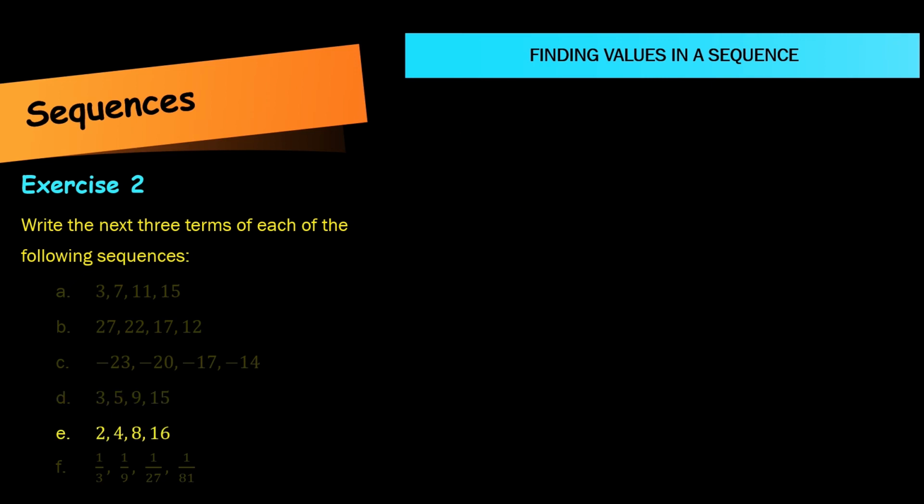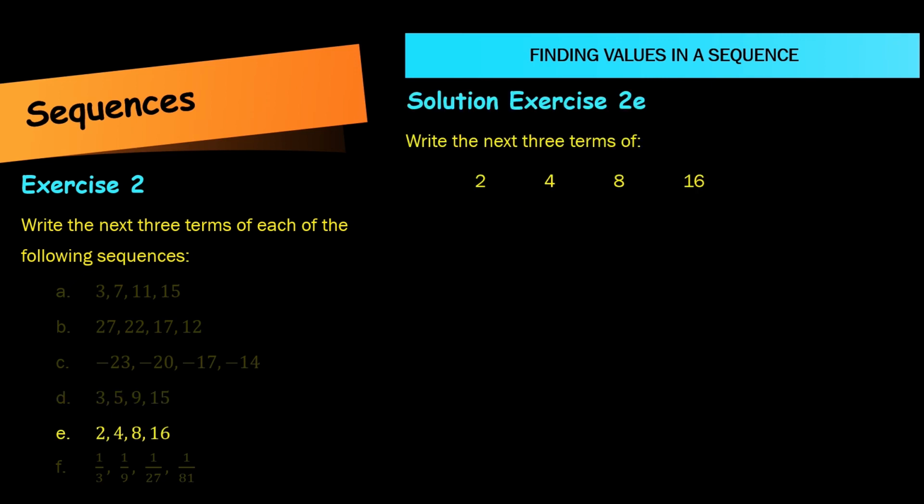And now for part E. We are required to write the next three terms of 2, 4, 8, 16. You may perhaps be able to spot the pattern immediately. This time we're not adding, we're multiplying. So each time we're multiplying by 2.